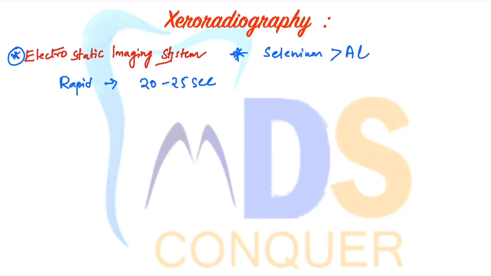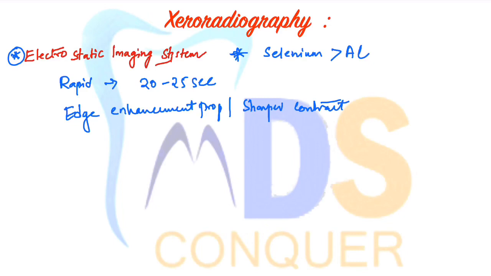And the utmost important point about this from the examination point of view is it has a peculiar feature called the edge enhancement property, and it also has a sharper contrast. So these are the advantages that are associated. And when you're talking about the exposure, the radiation exposure is also less.